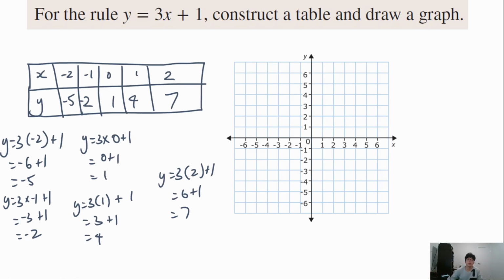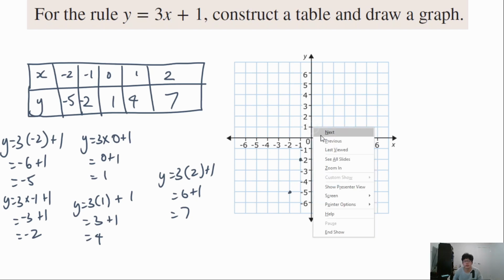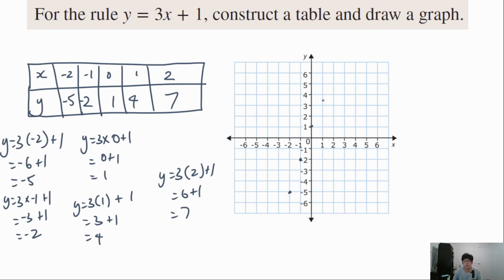Alright, now let's plot these onto the graph here. Our first point is 2 spaces to the left and down 5 spaces. That's negative 2, negative 5. Next is negative 1, negative 2, just up here. Next is 0, 1, just up there. Next is 1, 4, just up there. And next is 2, 7.